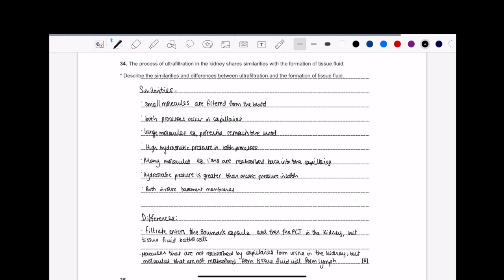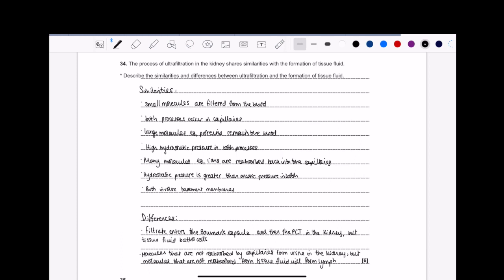So let's talk about similarities here. Small molecules are filtered from the blood. That's literally what happens in both of them. Very obvious. Both processes occur in capillaries. Well, of course, that's the location. So that's why it's really important to state all the obvious points, right? Yes, it's in the capillaries, but some students actually forget to write that. They always get laser focused or even tunnel vision into, okay, I need to say all the nuances of each process. No, darling, take a step back. Just look at it for how it is.